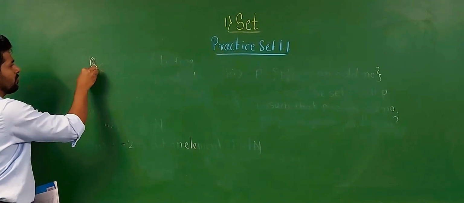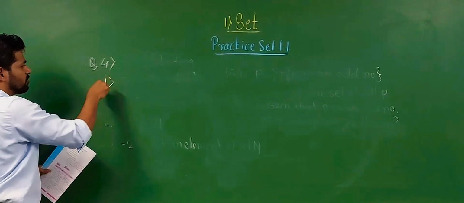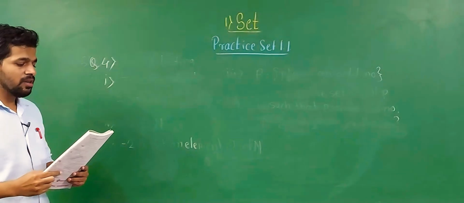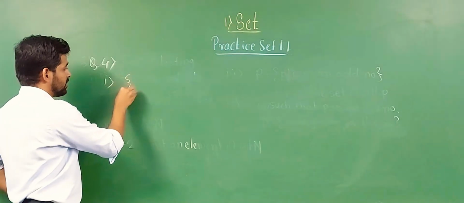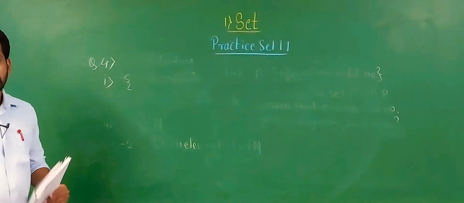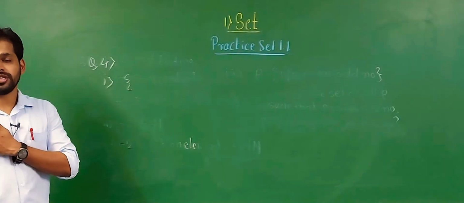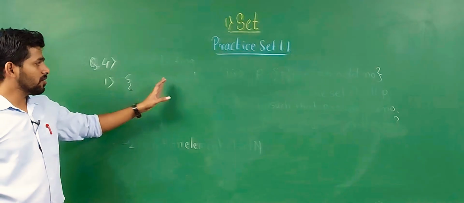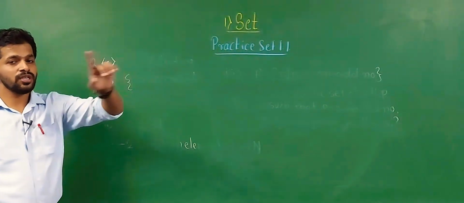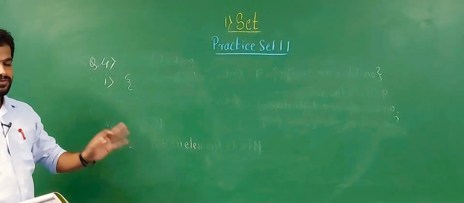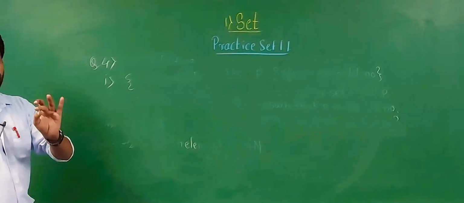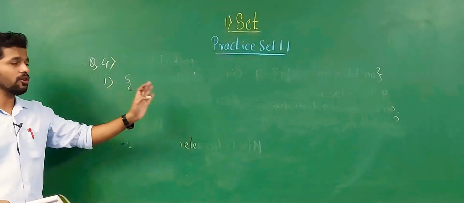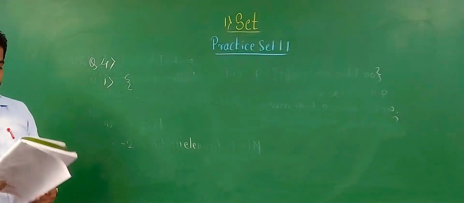Now question number 4. The first one: all months in the Indian solar year. These are Indian month names, not English ones; we do not take January, February here. We take Chaitra, Vaishakha, Jyeshtha, Ashadha, Shravana. You have to write them yourself: Chaitra, Vaishakha, Jyeshtha, Ashadha, Shravana, Bhadrapad, Ashwin, Margashirsha, Pausha, Magha. You write all 12 months.